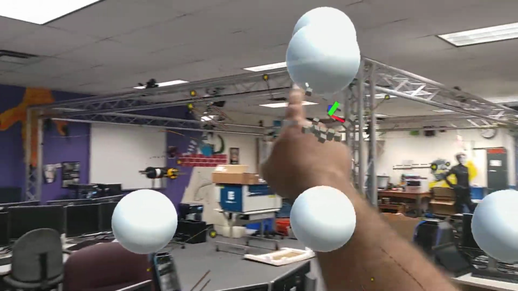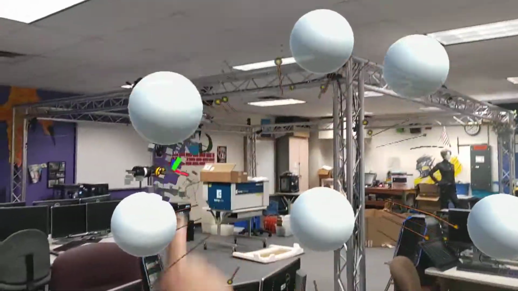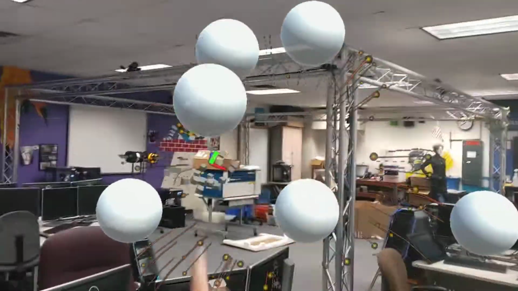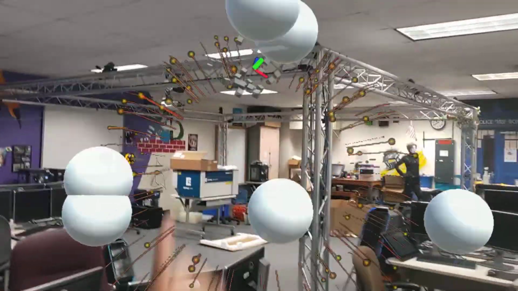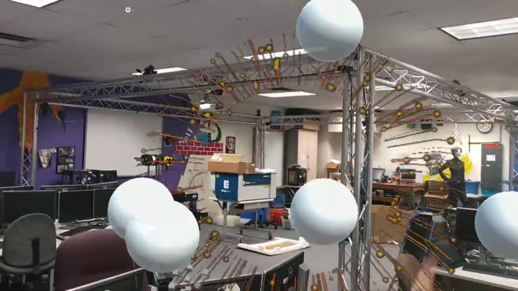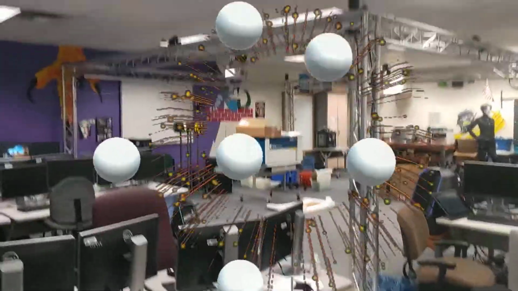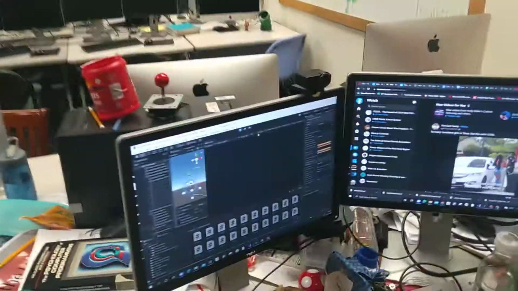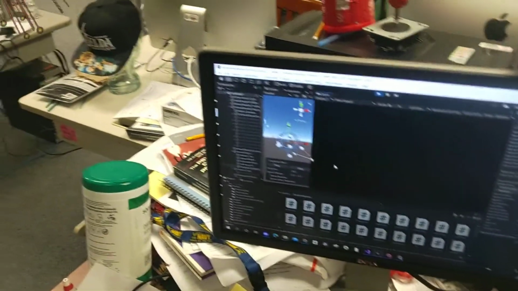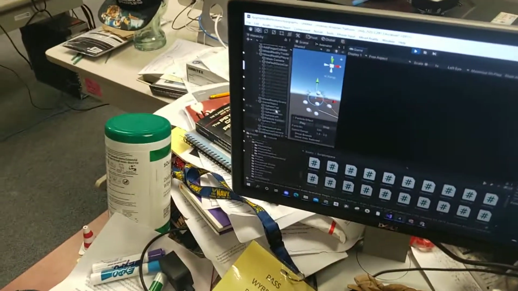For each one of these circles, we can actually increase the number of particles that are produced at any given point in time. And if we do this enough, we'll get to the point where we have the equivalent of a portal in front of us.